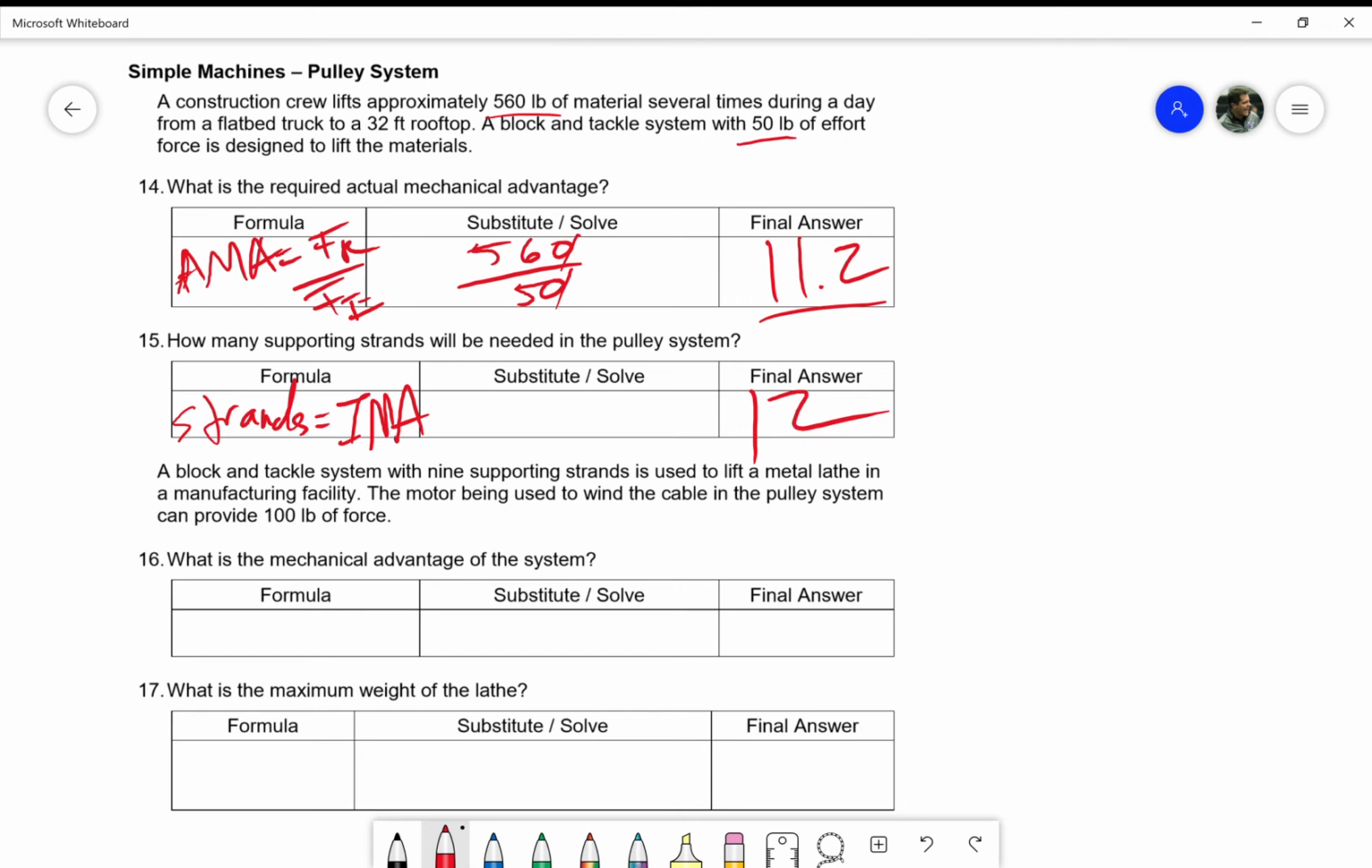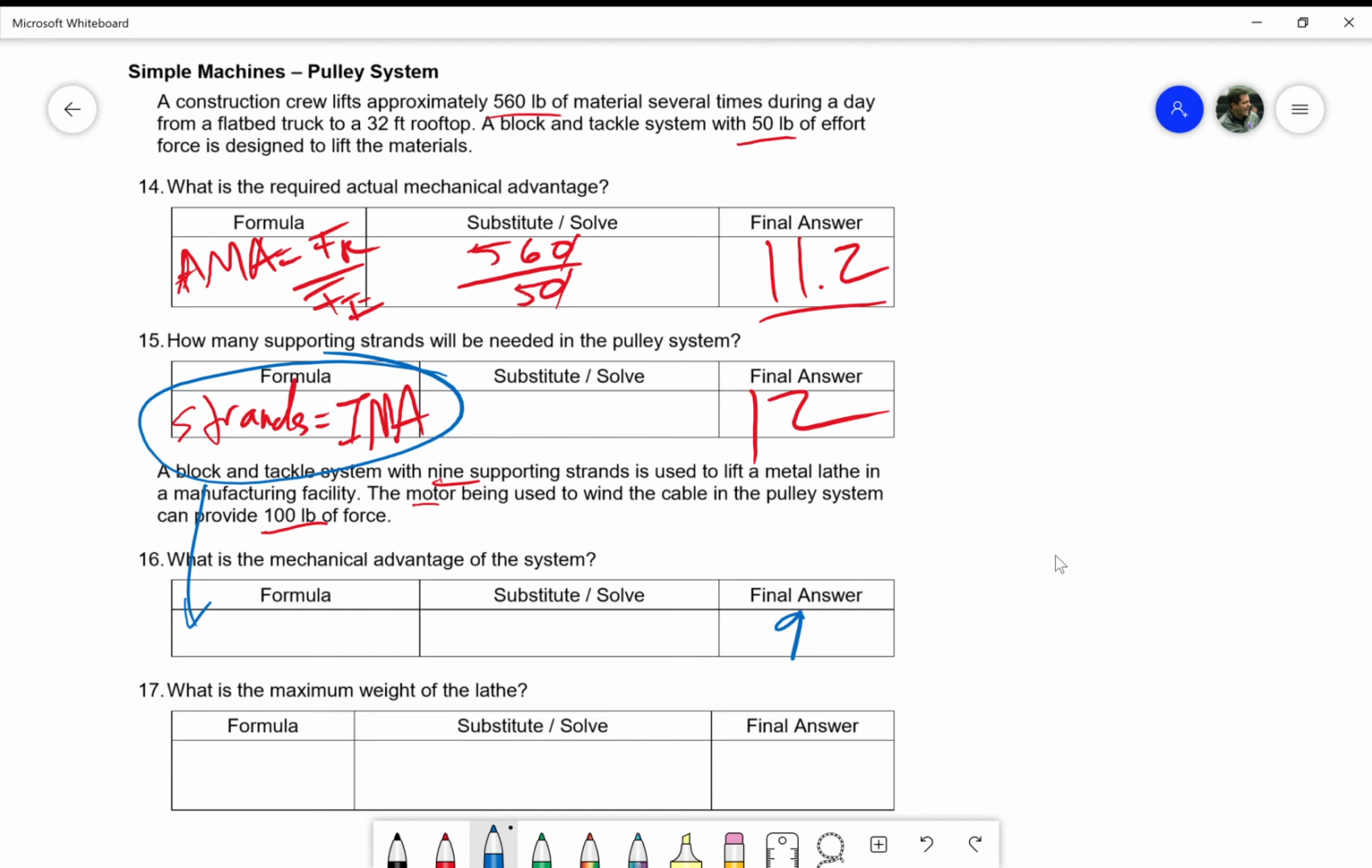Okay, moving on to the next question. Now we have another object. We can provide 100 pounds of force. Now it does say motor, but the motor is still going to be doing the effort for us. Okay, so we are also given 9 strands. And again, I already said it over here. So you'd write it down there. Again, strands equal IMA. So right away, your IMA is going to be equal to the number of strands, which is 9. Okay.